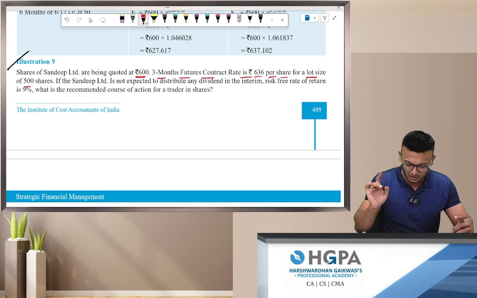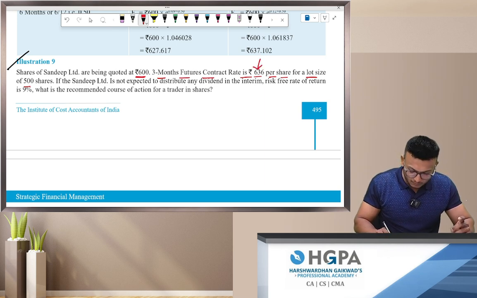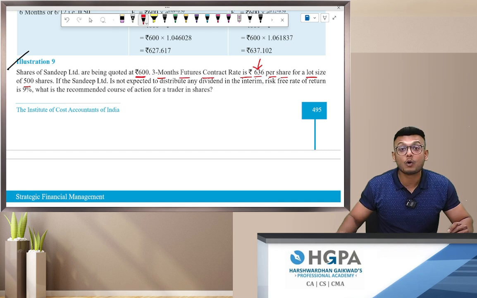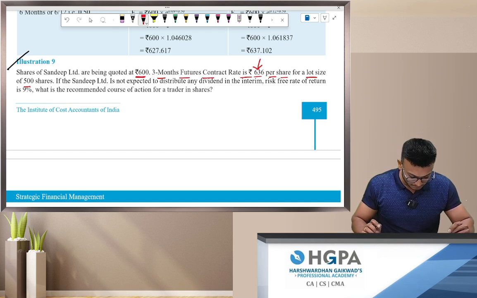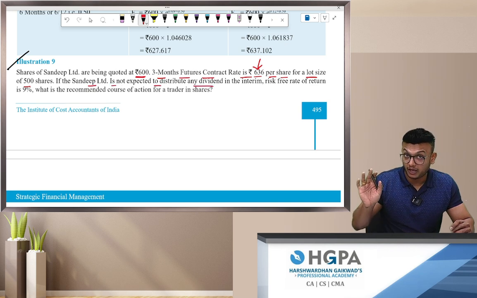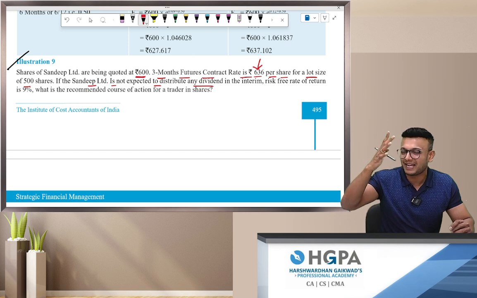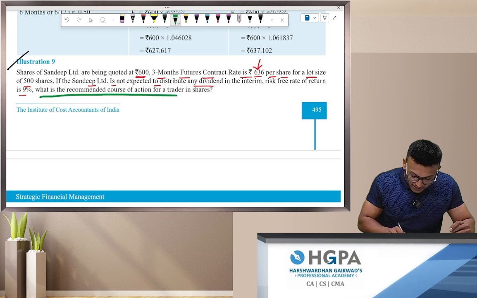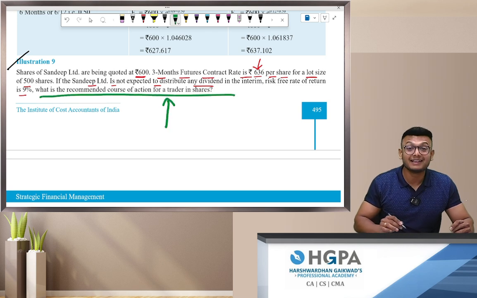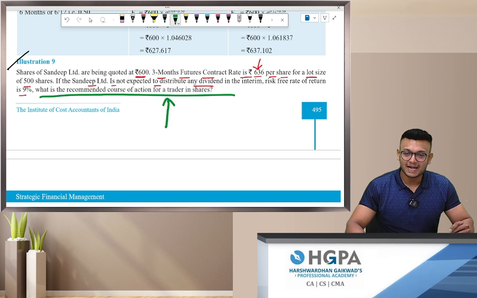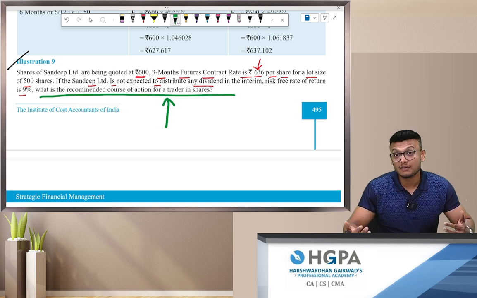Forget the lot and all that. What we need is this price. How much is the future rate going right now? It is 636 per share, if you want to buy or sell futures. If Sandeep Limited is not expected to distribute any dividend, that means the first box, they don't want to distribute cash income. The interest is 9%. Ladies and gentlemen, what is the recommended course of action for a trader in shares? Now that asked you, what will you do? Buy spot or sell future, or otherwise.